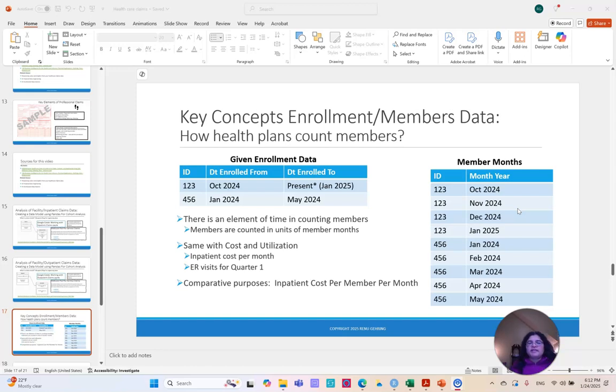Because now we've got members converted to a unit of time, and we've got cost and utilization, which we always think about as a time frame. So for comparative purposes, one health plan could make a claim that our inpatient cost per member per month is lower than yours. And that's where we're going with this. So most health plans will think in terms of member months rather than members.